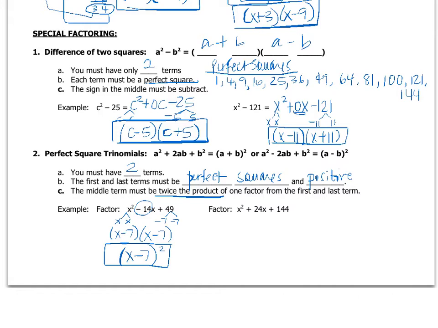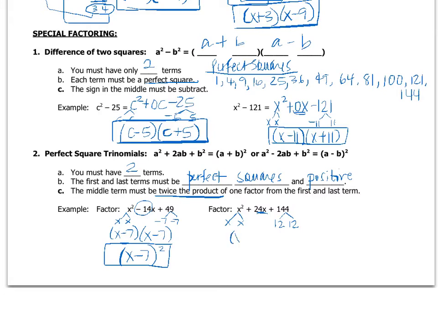So that's what's working there. Let's try one more. If I look at x squared plus 24x plus 144, I know that x squared is x and x. 144 is 12 times 12, and 12 plus 12 equals the 24 in the middle.